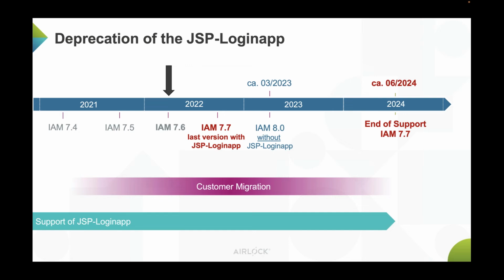So in a year from now, there will be IAM 8.0. This will be the first release without the JSP-Loginapp. From then, you still have time until the middle of 2024, where the JSP-Loginapp will still be supported, but we will not put new features into the JSP-Loginapp then.